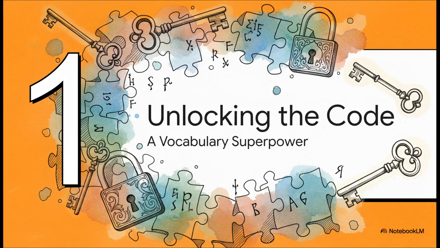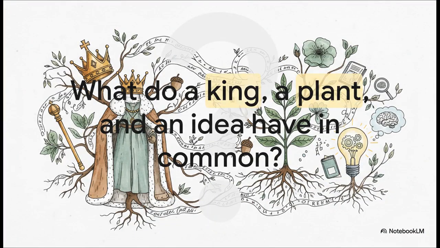So let's start unlocking the code of words. And to get our minds warmed up and in code-breaking mode, we're going to start with a little puzzle. So take a second and think about that. A king, a plant, and an idea. I mean, they seem totally unrelated, don't they? What on earth could possibly connect them?